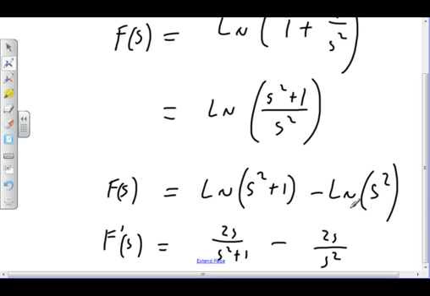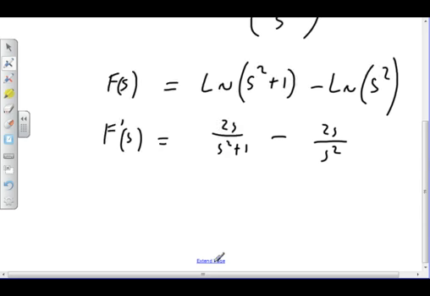The derivative of the natural log of s squared is going to be this guy on the bottom, derivative of that guy. Yeah, that's what it's going to be. So f prime of s is 2s over s squared plus 1 minus 2 over s. Now, what is that derivative equal to? That's the issue.